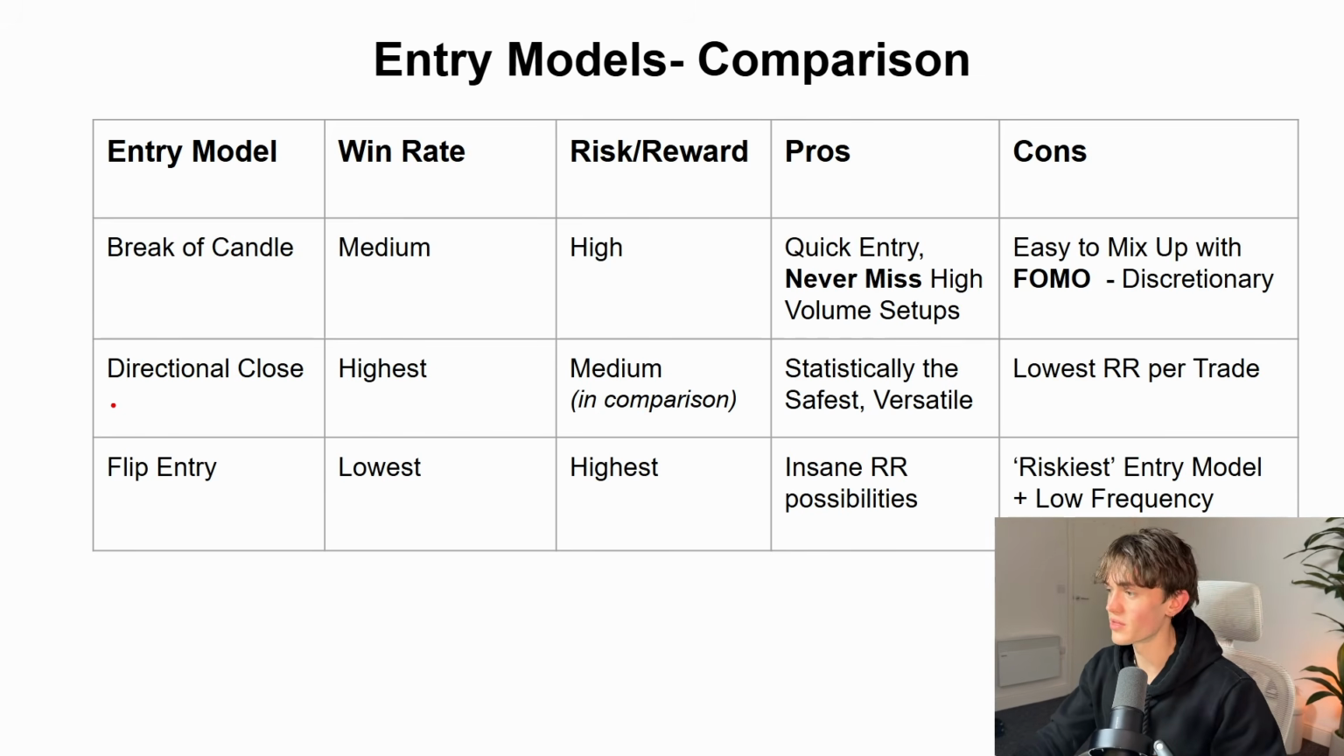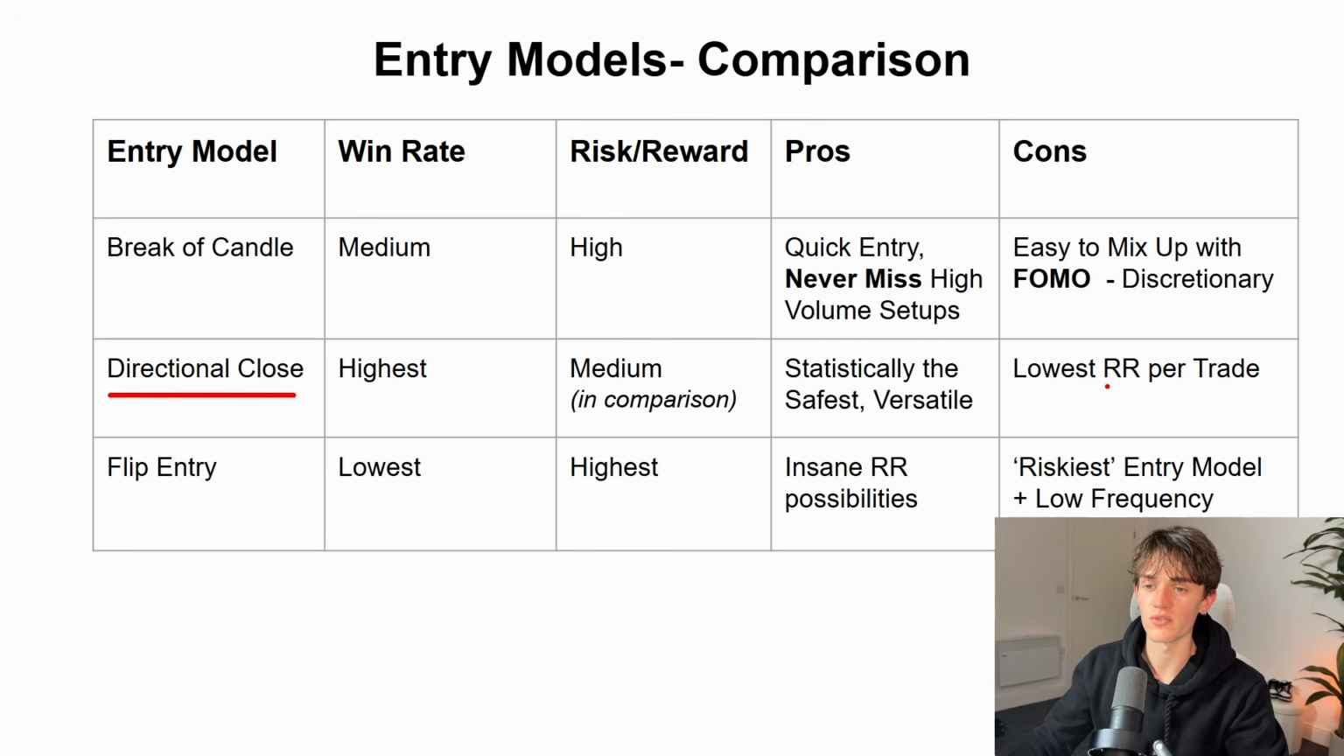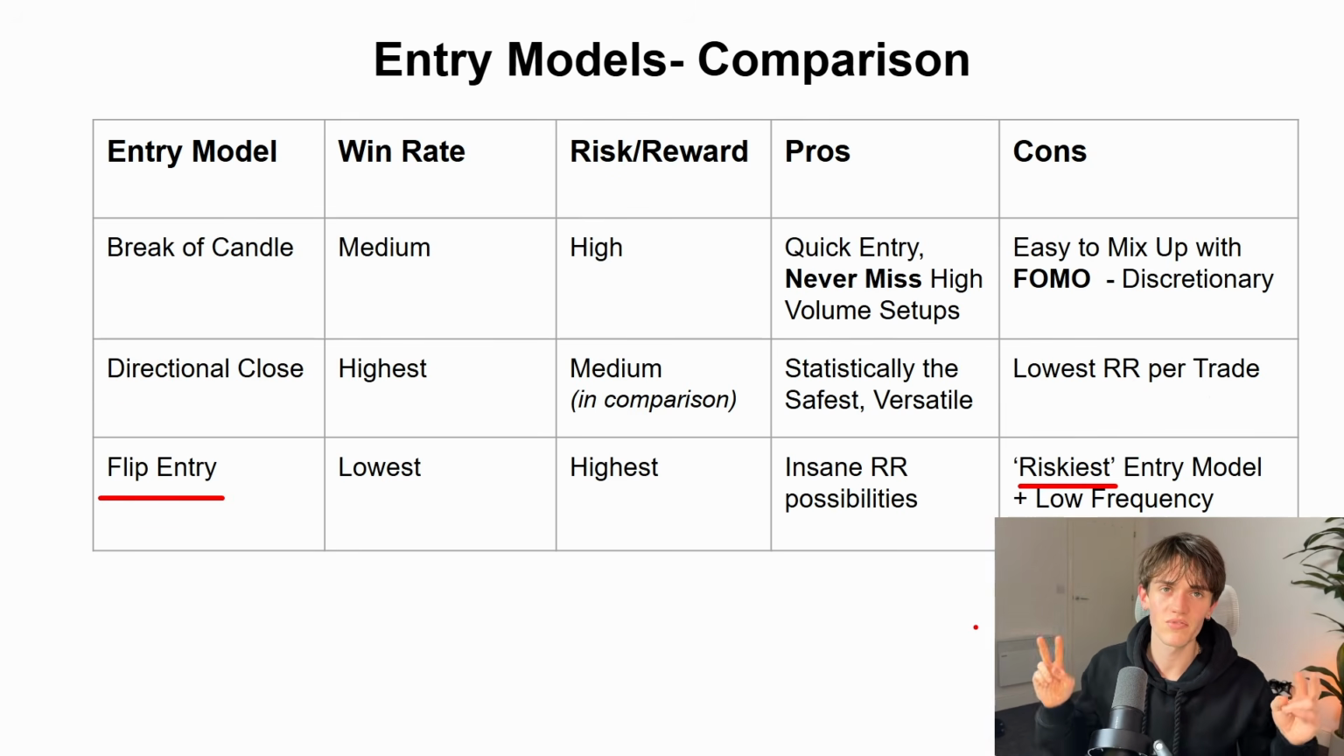Now, as we know, the directional close has the lowest risk to reward per trade. And I'd say that this is the only con that we really need to concern ourselves with, since everything else about this entry model is relatively flawless. And lastly, with the flip entry, it is going to be our riskiest entry model. And I say riskiest in quotation marks, since it really doesn't have to be risky. You just need to use it correctly.